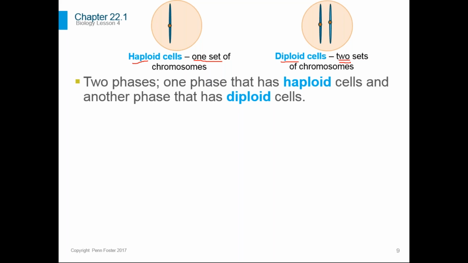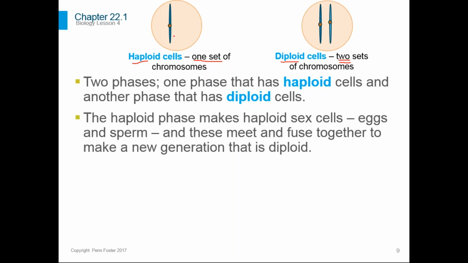All right, so plants go through two phases. There's a phase that only has haploid cells and a phase that has diploid cells. And what happens is the haploid phase, so the ones that only have one set of chromosomes, they make haploid sex cells, the eggs and sperm cells. And these will meet and fuse together. So they each only have one set of chromosomes.